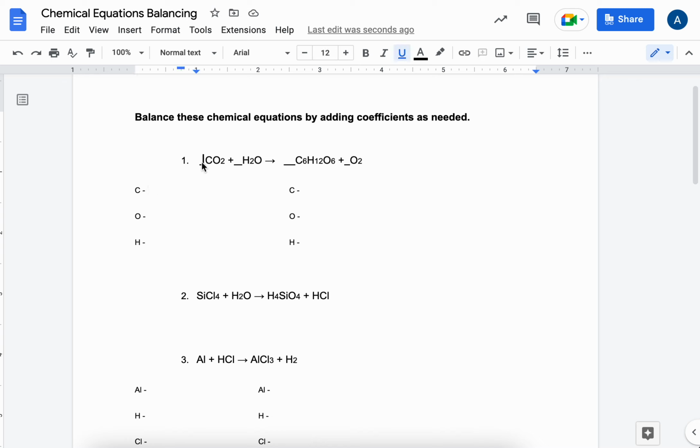So let's just do a quick review of the example we did in class for balancing equations. First things first, on scratch paper, you don't have to do it in this document if you don't want to, write down the different kinds of atoms you see.